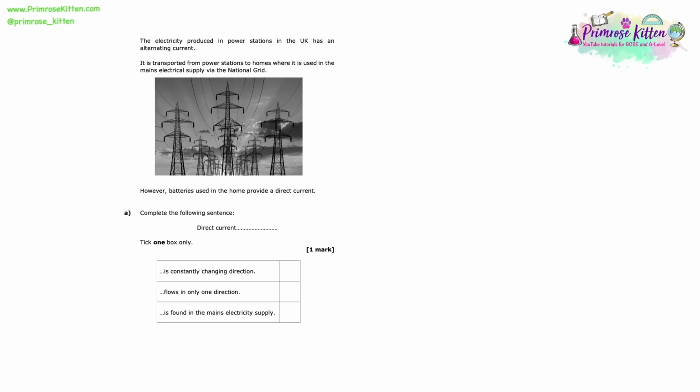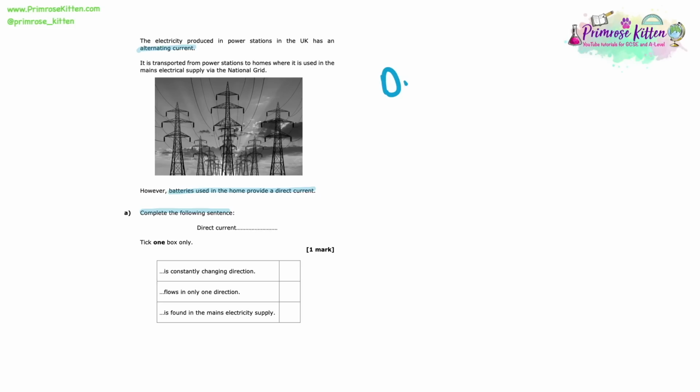The electricity produced in power stations in the UK has an alternating current. It's transported from power stations to homes, where it's used in the mains electrical supply via the national grid. However, batteries used in the home provide a direct current. Here we're asked to complete the following sentence.